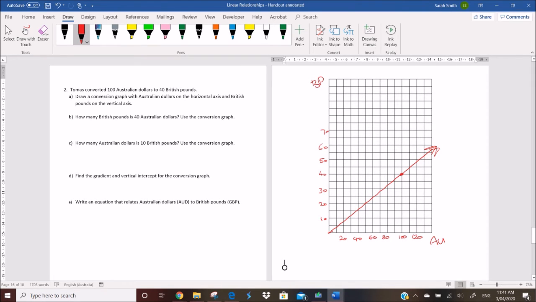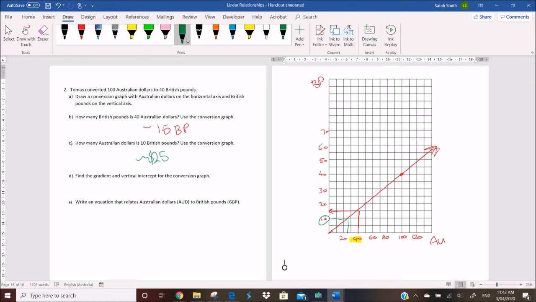So now if we wanted to find out how many British pounds is 40 Australian dollars, we'd go across here, we'd find our 40, we'd use our graph, we'd go up and across. So we could say roughly 15 British pounds. How many Australian dollars is 10 British pounds? So this time we need to go to our 10 over here. We go across to our graph and down. So we could say roughly 25. Now, when you draw your lines, it should be beautiful and straight. The laptop's not letting me do that today.